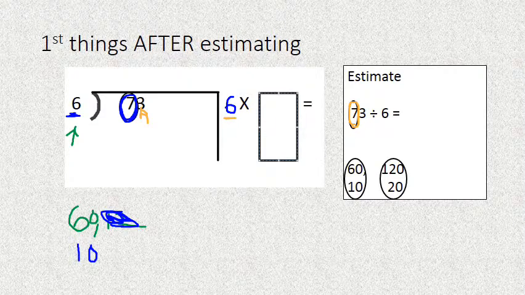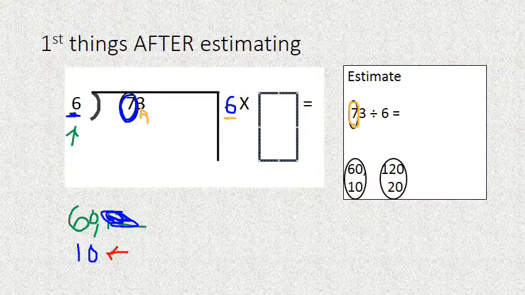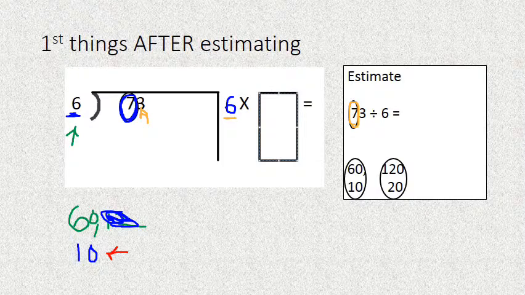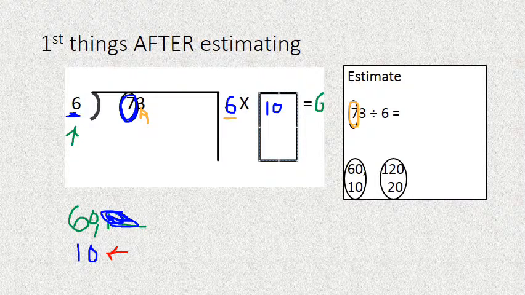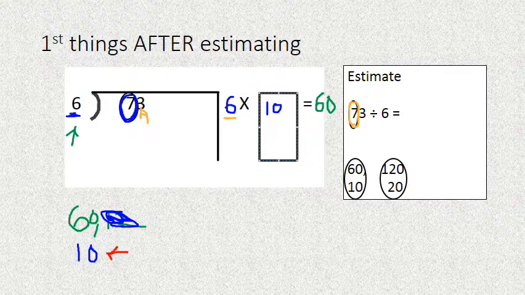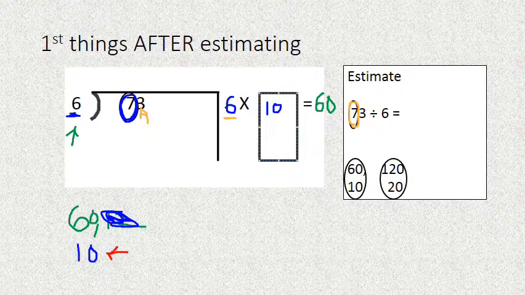I then look at the bottom number. And this number will go in my box. So the bottom number is 10, so I write 6 times 10. And as you can see, 6 times 10 equals 60. We are not done. However, this is all we need to do for right now. This is the first step to getting you to where you need to be.